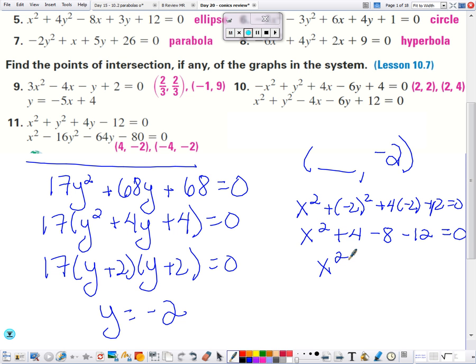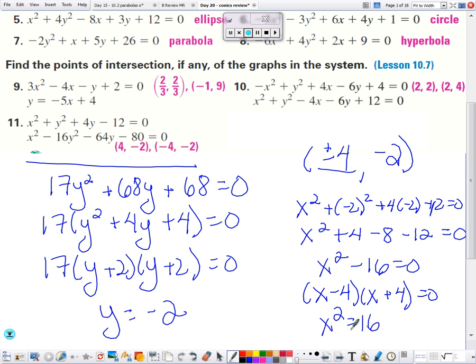So that's x squared. Oh, that's how we're going to get two x values, because we're going to have to square root both sides. Oh, or it can factor. This factors x minus 4, x plus 4. That's how we get plus or minus 4 as an answer. Or if you don't want to factor it, you could have added 16 to the right. And when you square root both sides, you need plus or minus 4.